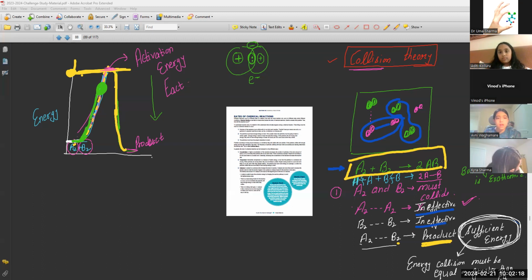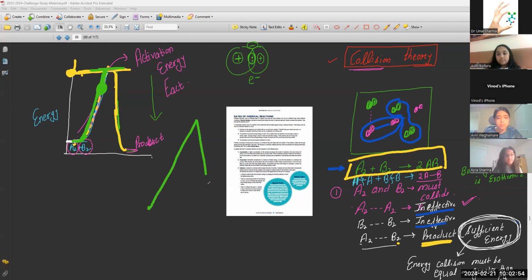So when the collision has this much amount of energy or more than that, then the product is formed. I have a question. When you say it has to have that much energy, if it has less, I'm just thinking of it like a ball on a hill, would it fall back down and have even less energy than it used to have? Yeah. Right.